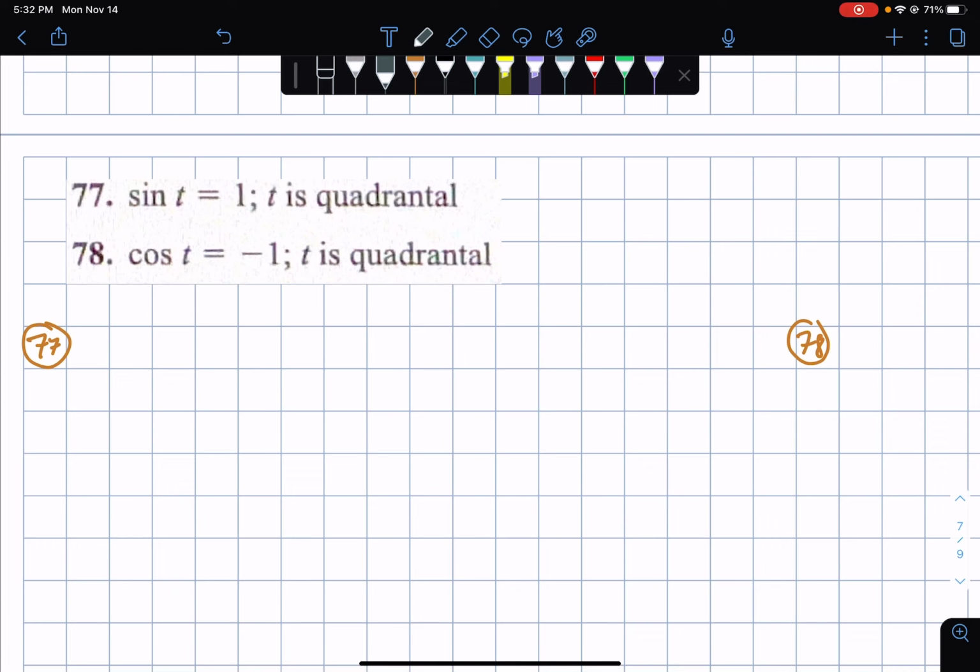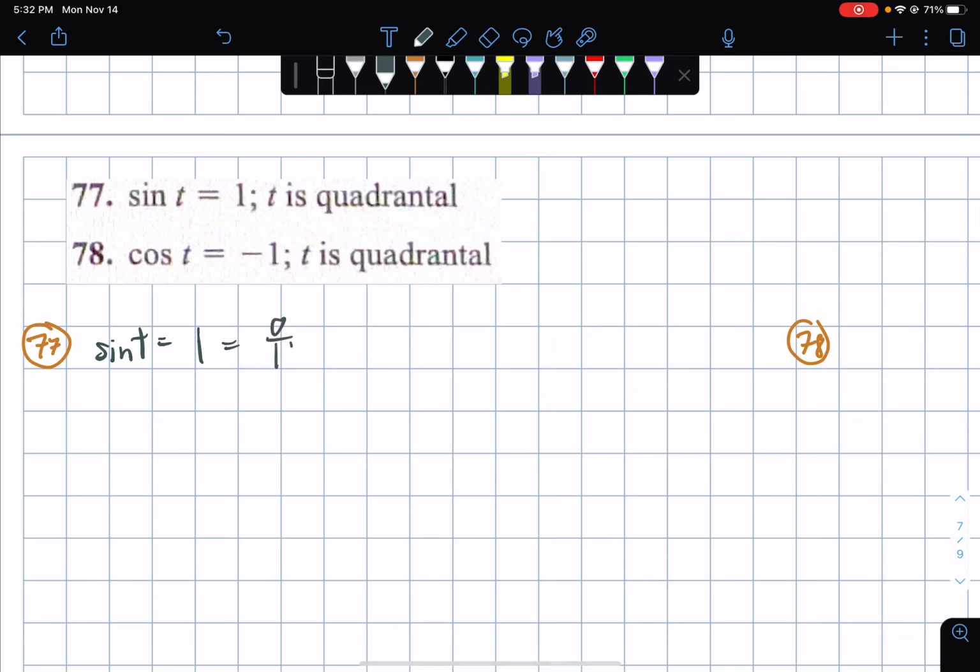Anyways, for number 77, sine t is equivalent to 1, such that t is quadrantal. If you want to know the definition of quadrantal, I cannot give an exact definition of it. I tend to just answer what's being asked without really inquiring on definitions that I don't know. So you'd be better off searching for it. But for now, let's stick to the objective.